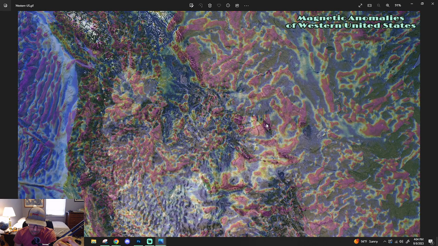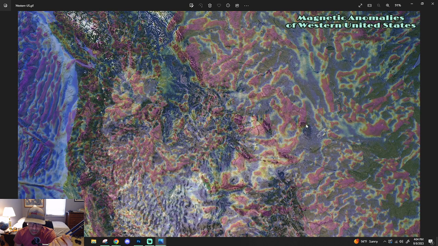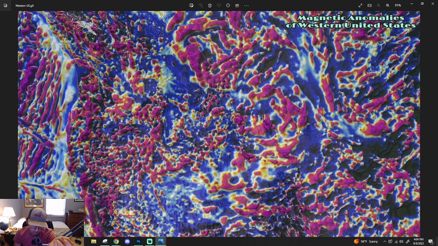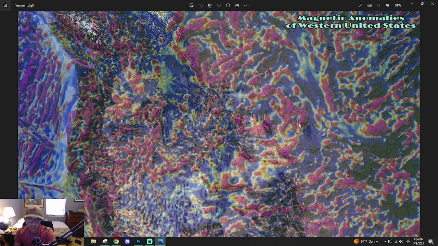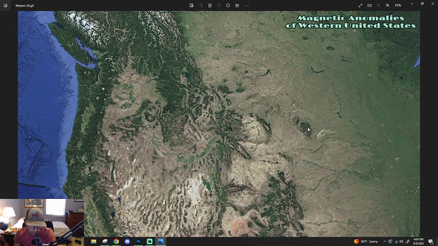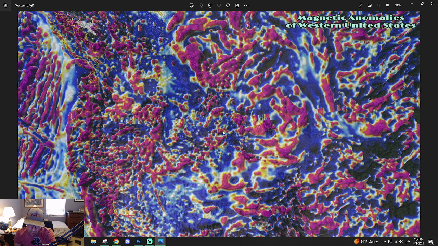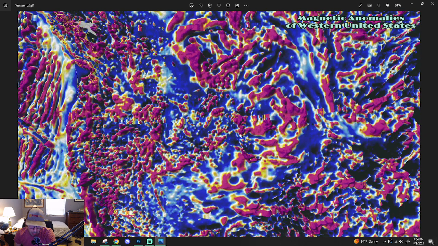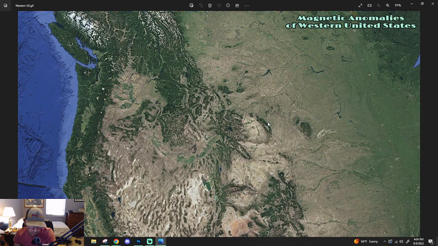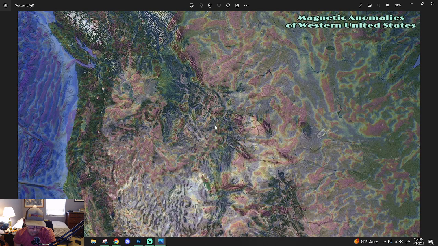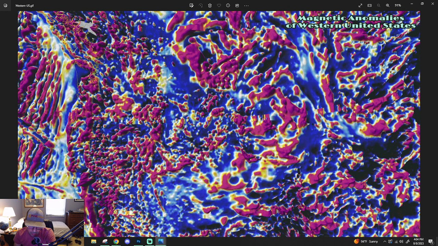So here's Bighorn, but then here is where Devil's Tower is, which interestingly is just beyond the boundary of the ring. This is the center, that's just beyond the boundary. If we go over to Yellowstone, it's beyond this boundary over here in this region. It's almost like a chamber of the ammonite of the Bighorn Mountain spiral around it that goes all the way out there.